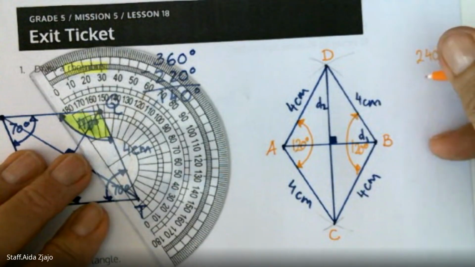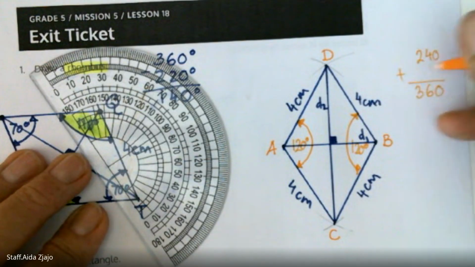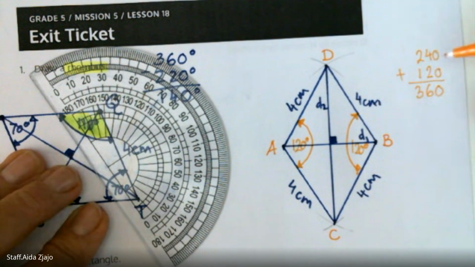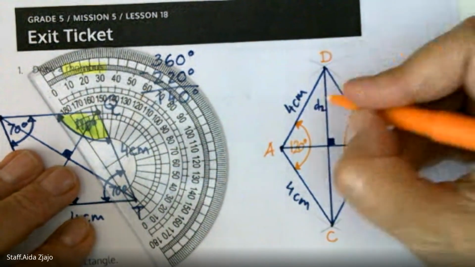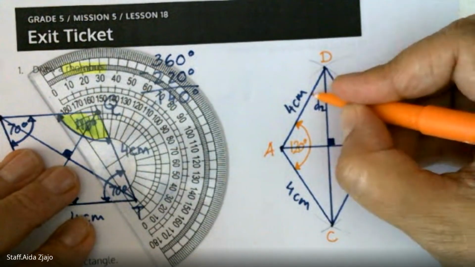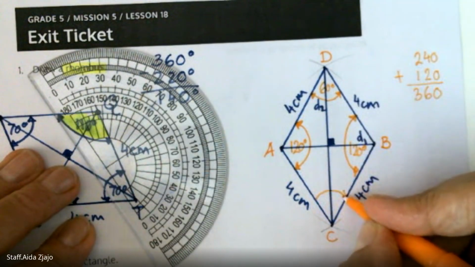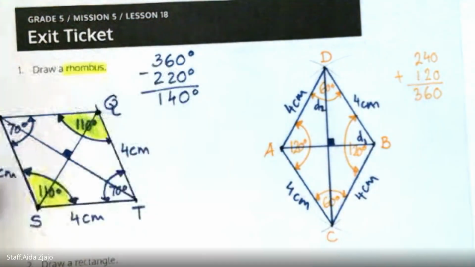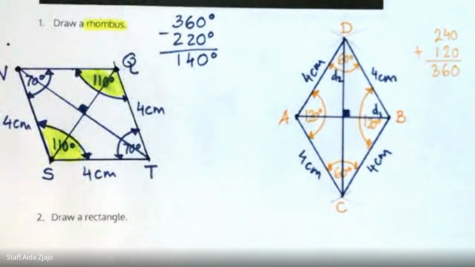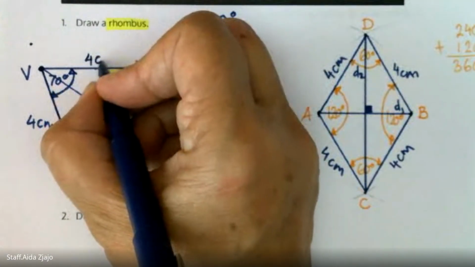Okay. And then now 120, 120, that is 240. And what makes 360? So you can see that is going to be 120. So these two are sharing 120. So each of them is 60 degrees. And this one is 60 degrees. And this is a rhombus, another way to create a rhombus. I forgot to write here centimeters.